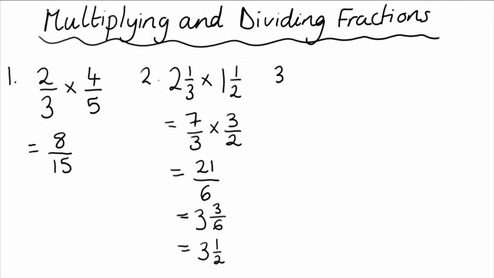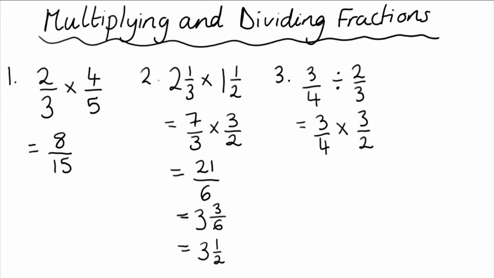Okay, the third one, we're going to divide. So if it was 3/4 divided by 2/3, the rule for division is we change our second fraction upside down and we put a multiplication sign in. So we do 3/4 multiplied by 3/2.